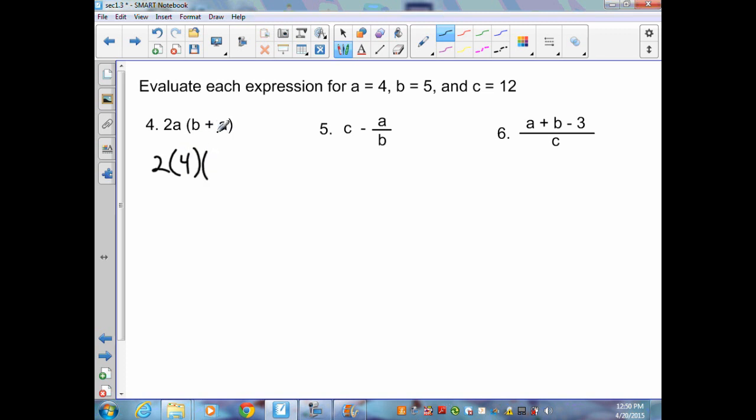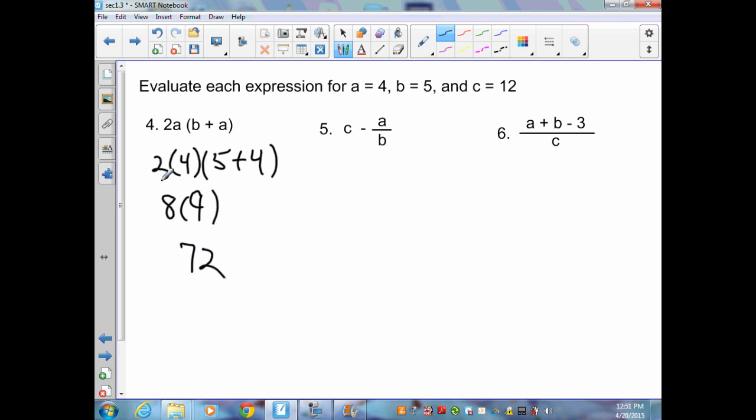And I have a set of parentheses here. So B is 5 plus A, which is 4. Order of operations, I can multiply on the outside, which is going to give me 8, but I also need to work on the inside of this, which would give me 9. Now, 8 times 9 is 72.